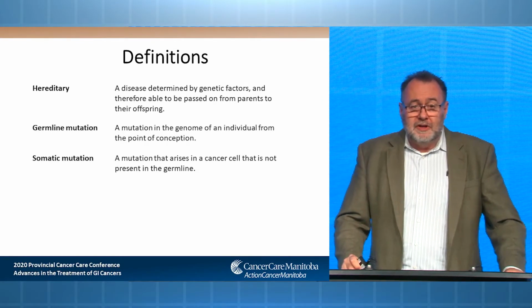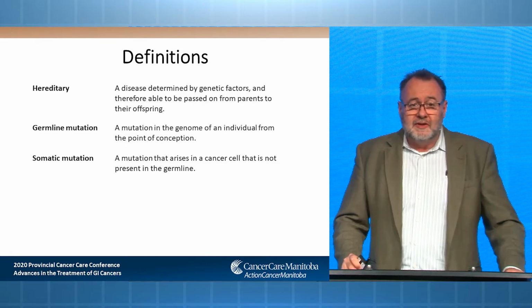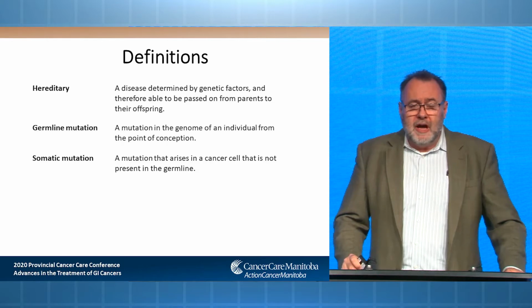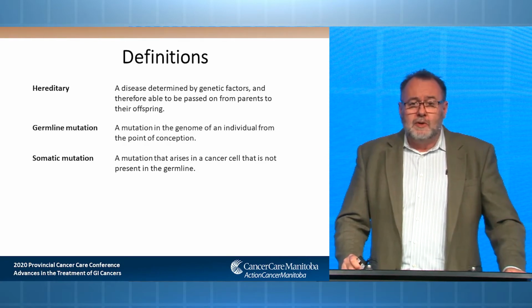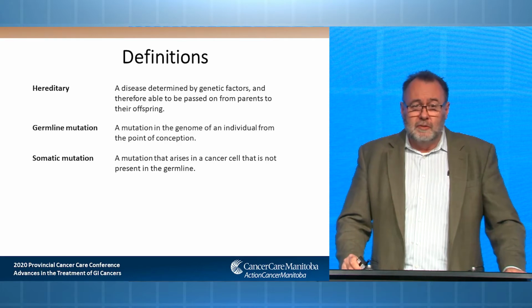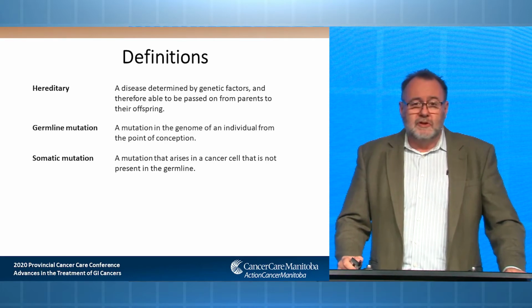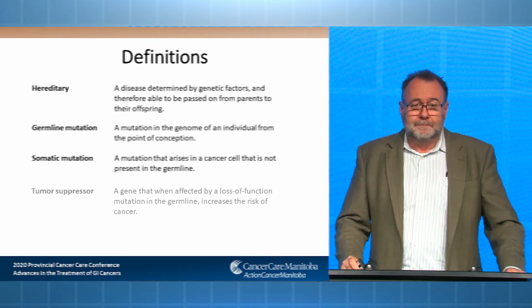A somatic mutation is a mutation that arises in a cancer cell that is not present in the germline. So remember that most cancers, in fact, if not all cancers, acquire mutations in their DNA as they evolve from an early pre-neoplastic lesion to a benign tumour cell to a malignant tumour cell. And that's what's referred to as somatic mutagenesis in cancer.